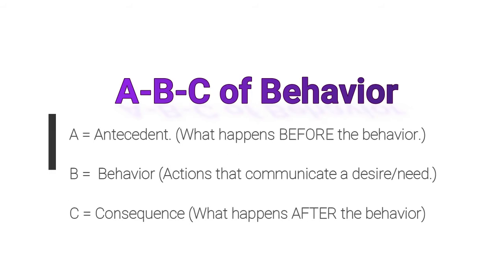So A is antecedent, B is behavior, and C is the consequence. Okay? Antecedent is what happened before a behavior happens.